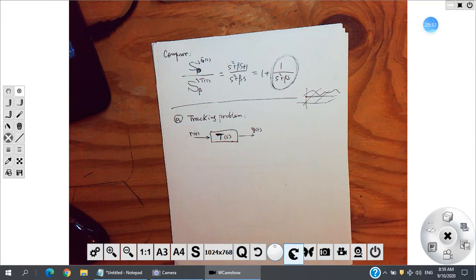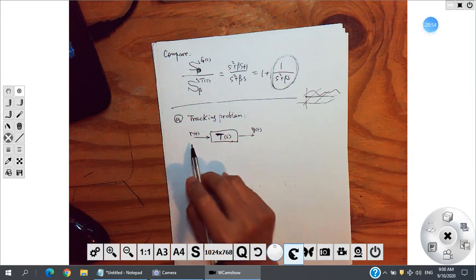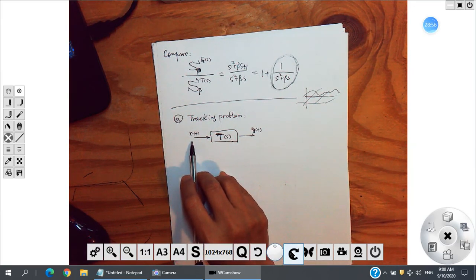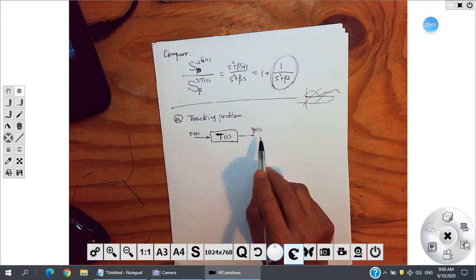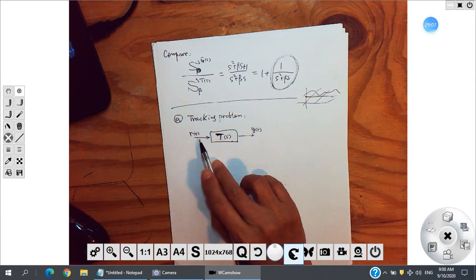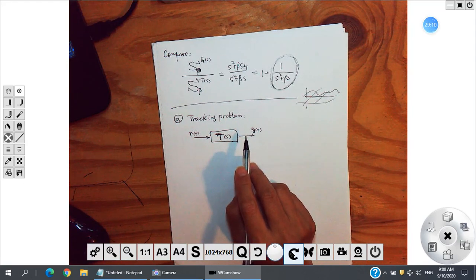In most cases, we want the output equal to the input. For example, you have a temperature control system, right? You need to control some temperature inside the building, or you have some device in the industry. You want to control the temperature. Then you will set the input. For example, you set the temperature as 80 degrees. So 80 is your input. And what do you want? You want the output to also be 80. So the aim is you want these two to be the same. You want R and Y to be the same, right?